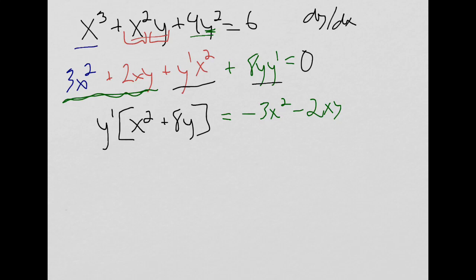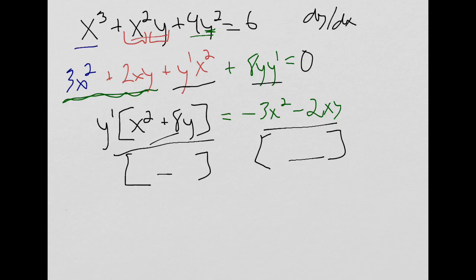And now I'm going to divide by the brackets because I want to get y prime by itself. I would just write this in here and in here. And then what that gives me is that these cancel. And I get y prime equals the top.